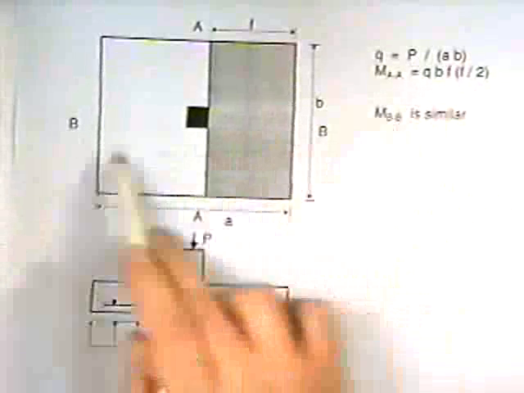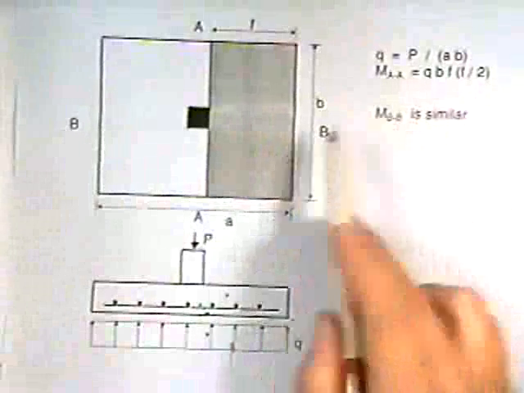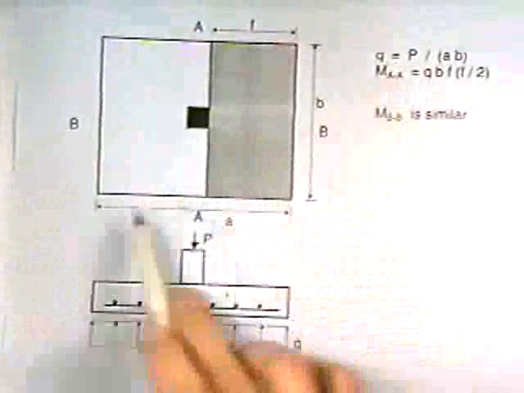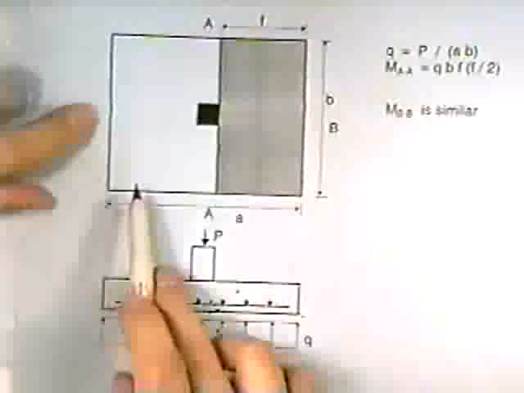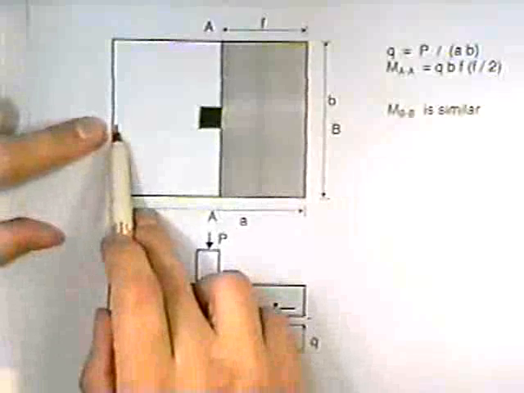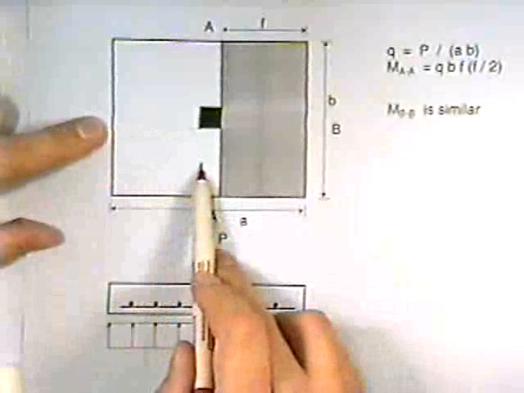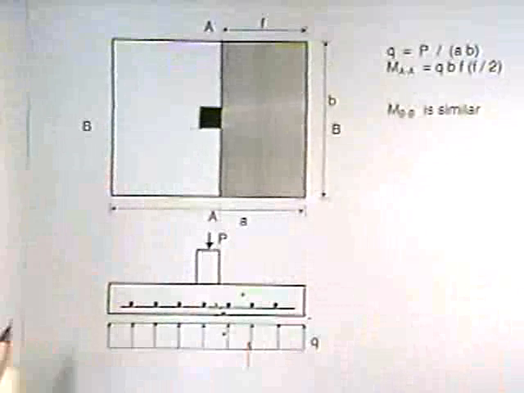How do you find the moment about axis BB? Similar. It's Q times this length, A, times this length from here to here, times the moment arm. So that's how we find the design moment.